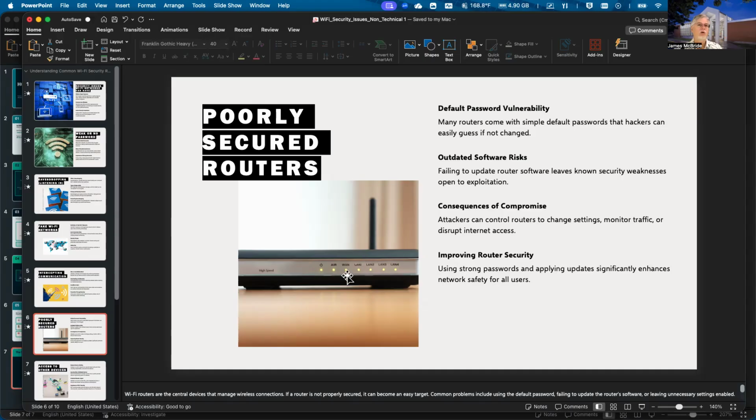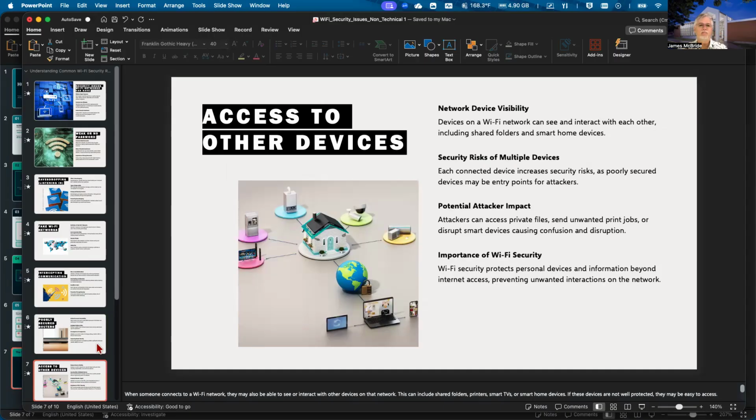Remember that router is connected to the ISP, so they're on the Wi-Fi. They're out there on the internet, and so they get hit all the time from the outside, from the internet, to try to hack it. So yeah, got to keep that updated.